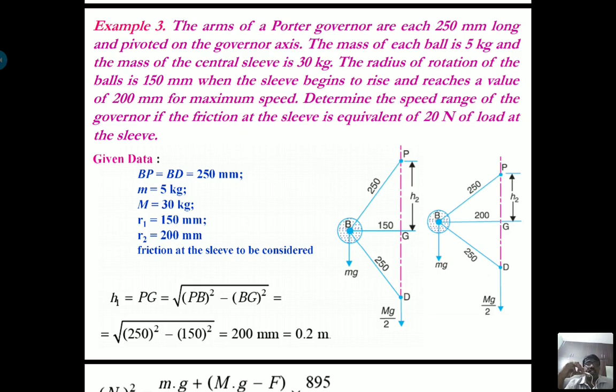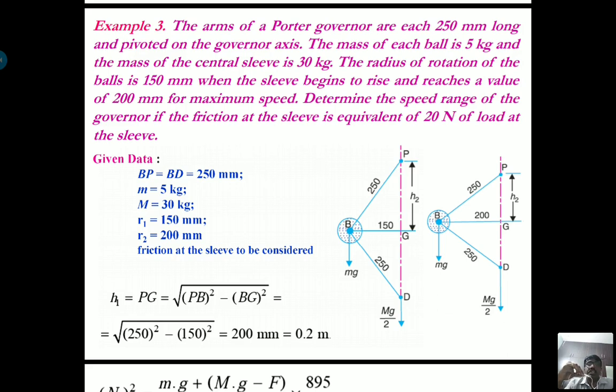The radius of rotation of the ball is 150 mm when the sleeve begins to rise and reaches the value of 200 mm for maximum speed. Determine the speed range of the governor if the friction at the sleeve is equivalent to 20 Newton of load at the sleeve. So here you can see the given data.